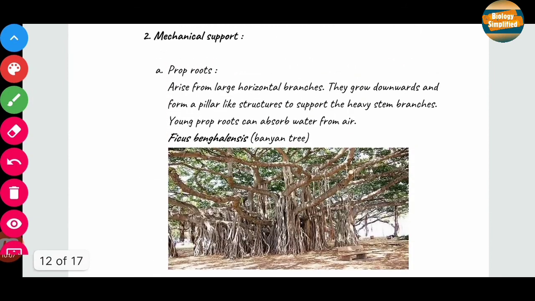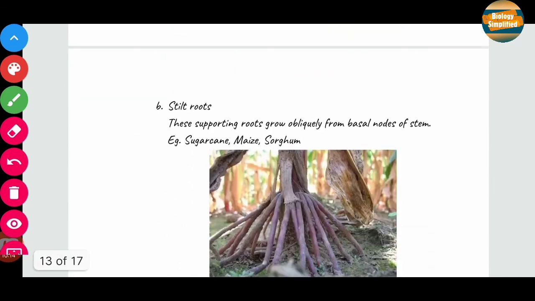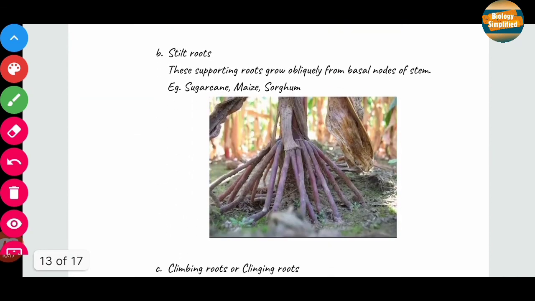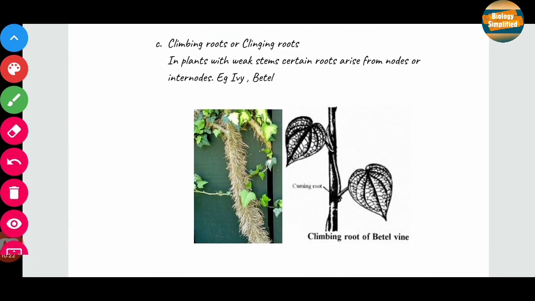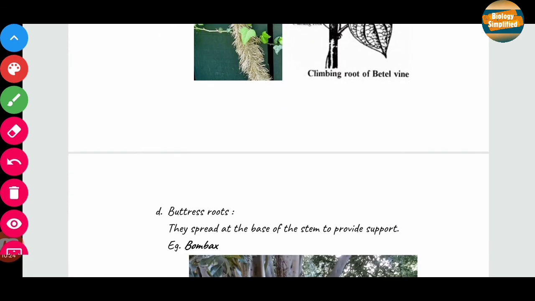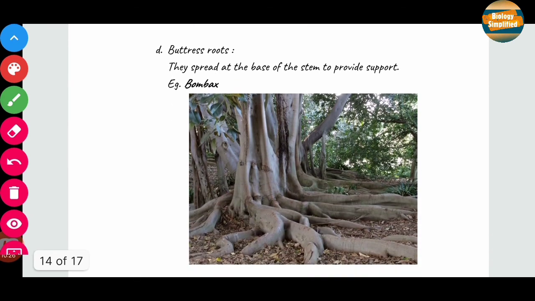We have seen the first one, prop roots, in which they form a pillar-like structure and grow downwards from the branches. Second, we have seen the stilt roots, which arise from the lower nodes of the stem. Third are the climbing roots, and the fourth one are the buttress roots.